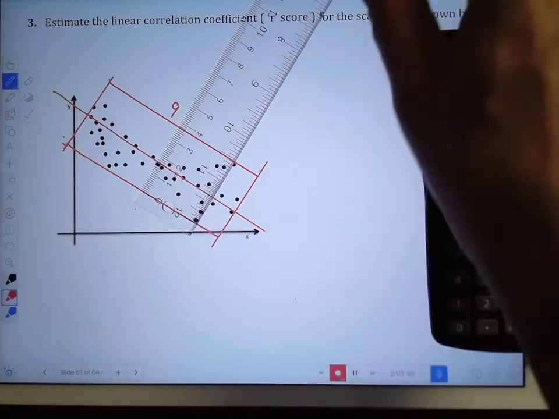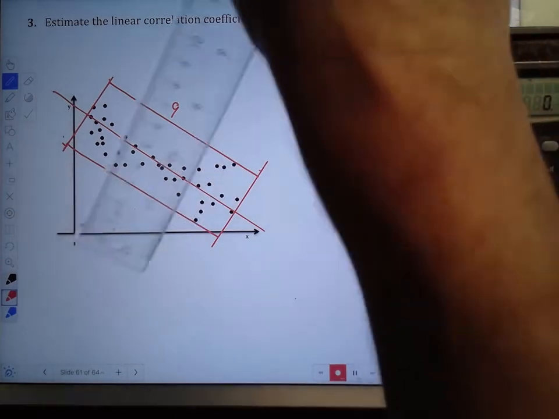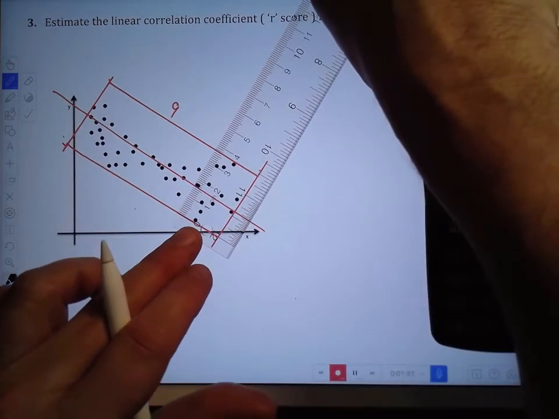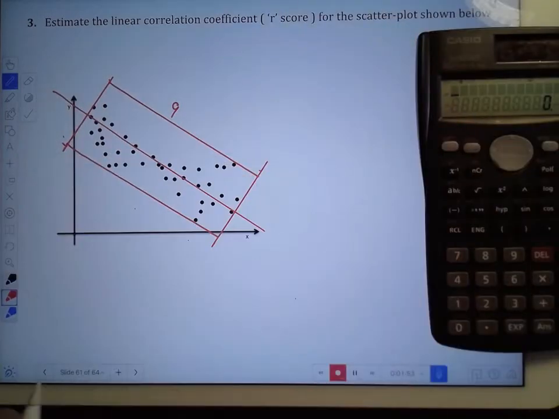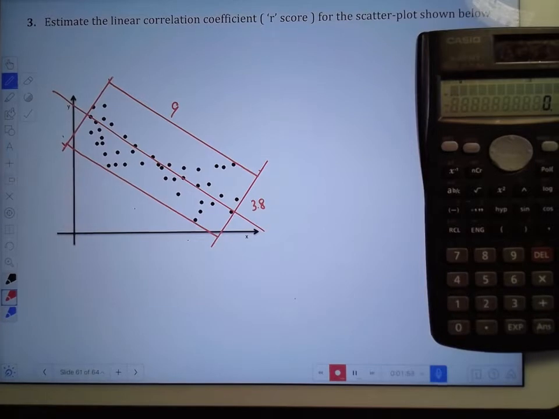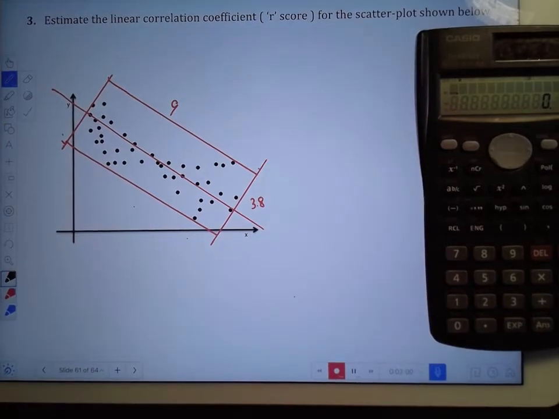That's 3.9. One more time, just to confirm that. 3.8. So we have our two measurements. We come to the rule.